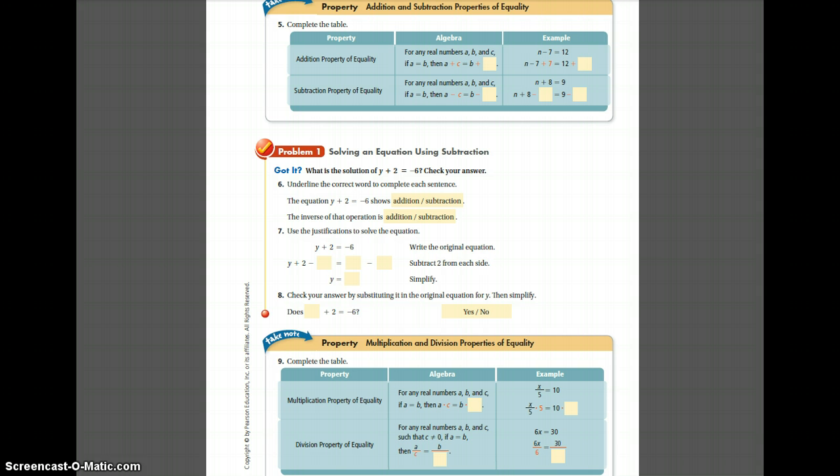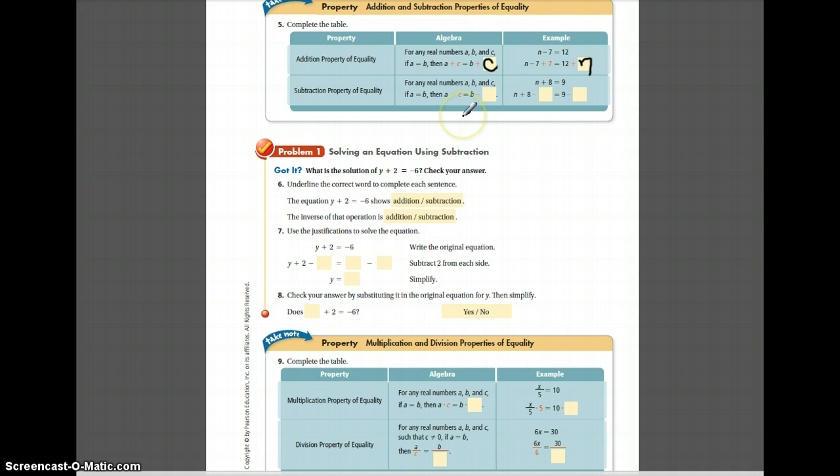Next, we're going to talk about the addition and subtraction properties of equality. The addition property of equality says you can add anything you want to the equation as long as you add it to both sides. So here, if we add c to the left side, we also need to add c to the right side. In this example, they've added 7 to the left side, so that means we need to add 7 to the right side. The subtraction property of equality works the same way.